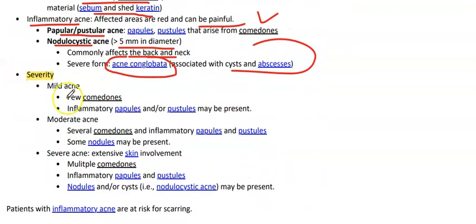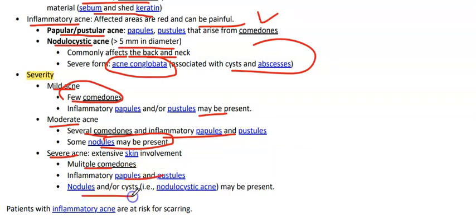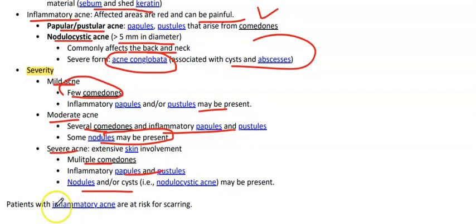Now, classification according to severity. In mild acne we have few comedones, and papules and pustules may be present. In moderate acne, we have several comedones and inflammatory papules and pustules, and nodules may be present. While in severe acne, we have extensive skin involvement, multiple comedones, papules and pustules, and nodules and cysts. Patients with inflammatory acne are at risk of scarring.